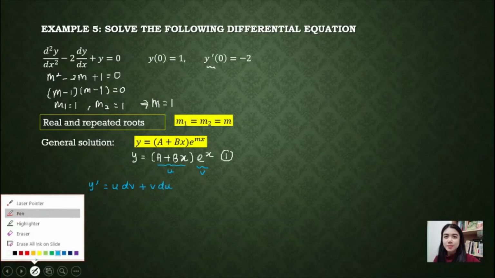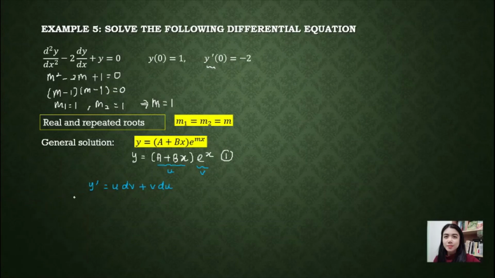Okay, let's just differentiate it. So if we differentiate it, we have y prime equal to u is a plus bx, and your dv is actually e to the power of x. Plus the v here. The v here is actually e to the power of x. And what is your du? Your du is actually b only, right? You differentiate this one, we have b only. So I don't want to expand this one. I just name it as equation number 2. Okay, I'll just look at the initial condition directly.